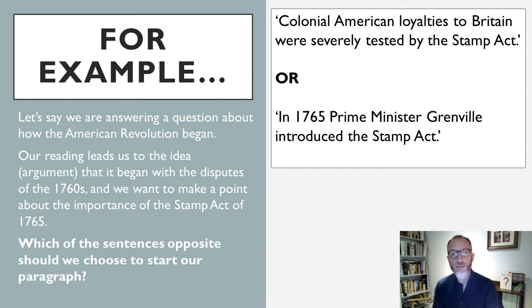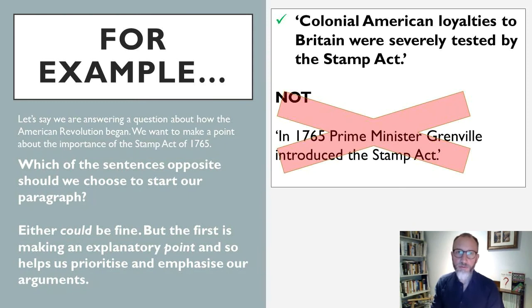Take a look at those two sentences and take a moment, pause it if you like, and decide which you'd prefer. Now, either of those sentences could be fine. A skilled historian could start their paragraph with either of those sentences and make sure that the paragraph did its work of analysis. But I think, on the whole, for an undergraduate essay, that first one is better, because it's making an explanatory point, and so it really underlines for a reader where this paragraph is going in terms of the argument of the essay.